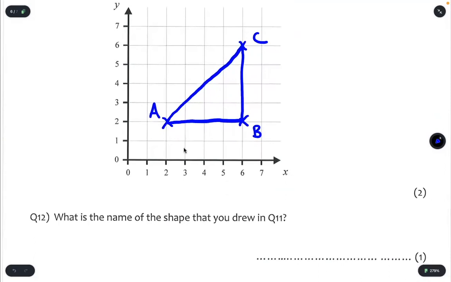Question 12 says, what is the name of the shape you drew in question 11, which is the one we just did? Of course we know that this is a triangle. It's got 3 sides. But what type of triangle is it?